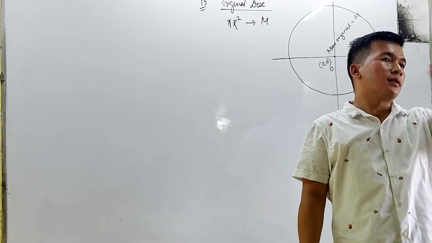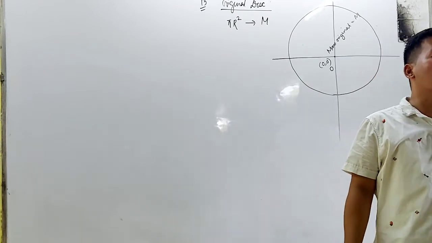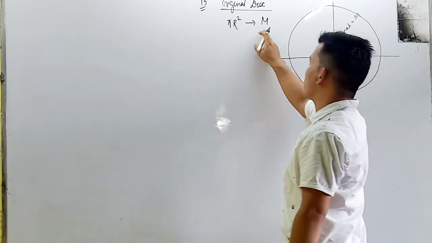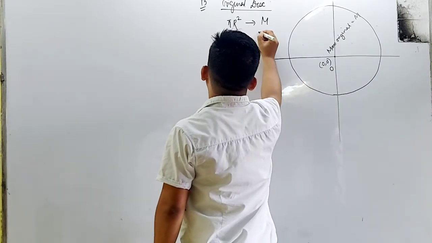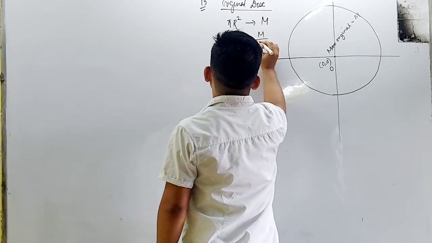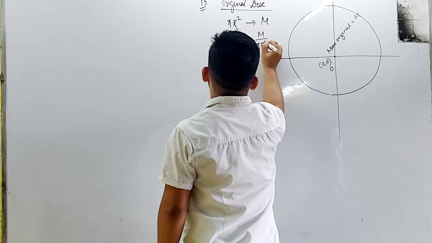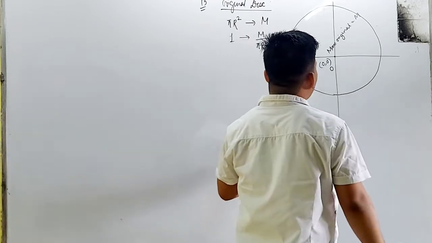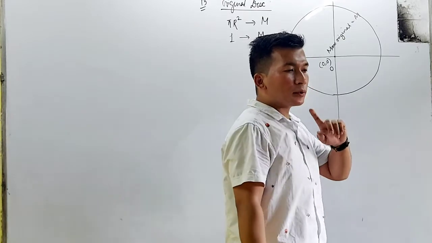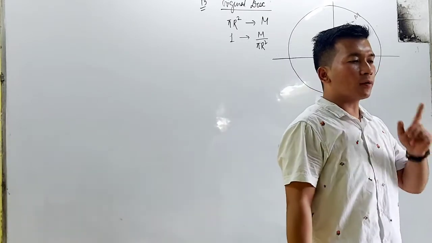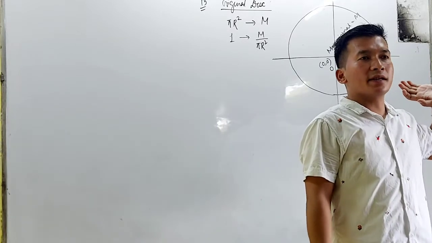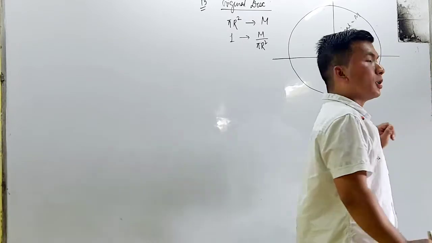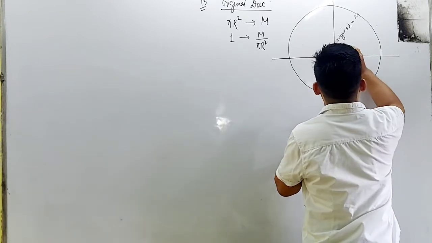Pi r square is equivalent to M, so one unit area will be equal to M divided by pi r square. Now what is the given condition? We have to take out a square whose diagonal is exactly equivalent to the radius.